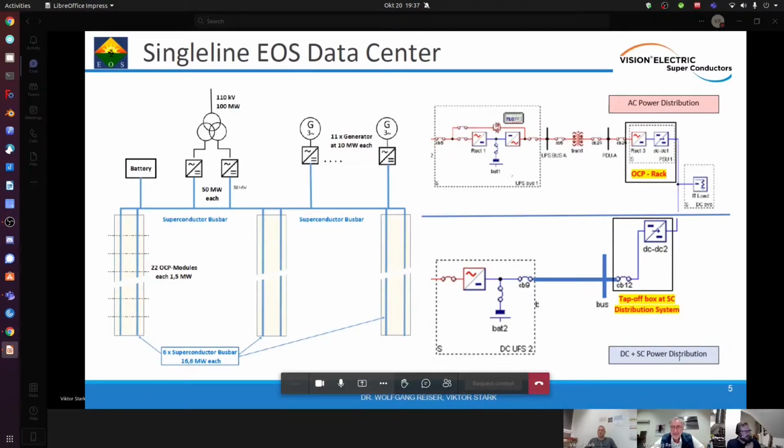Perfect. And to add to this, if you compare these two diagrams, above and below, if you do not need all these conversion steps, it also means that you have the space available as white space. You can put additional servers in there, so you can have a higher output on the same space. Go to the next slide and then you will see that.